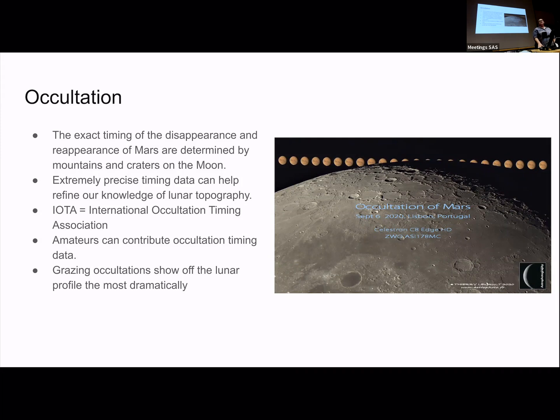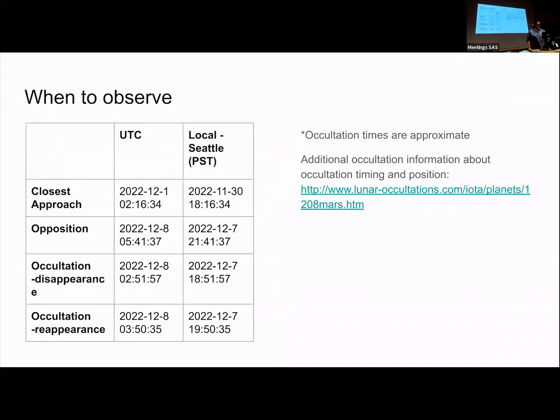Jeremy, did you have a question? It's about an hour. Actually, that's the next slide. If you want to do a screenshot of this or take a photo, this gives you a rundown of everything you need to know. The occultation disappearance is at about 6:51, and Mars reappears about an hour later at 7:50.